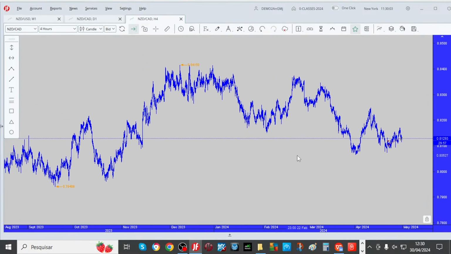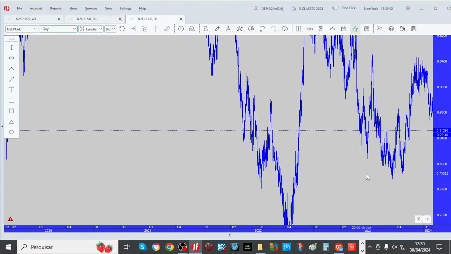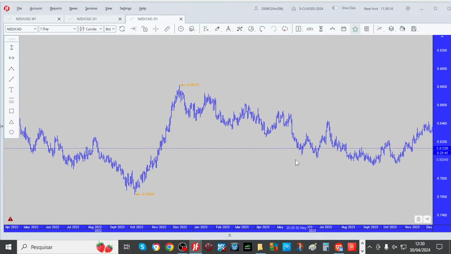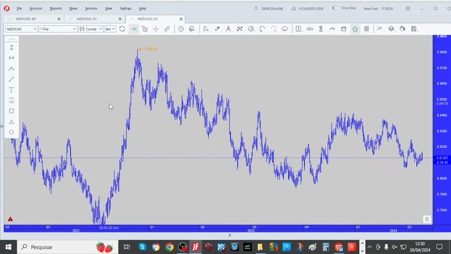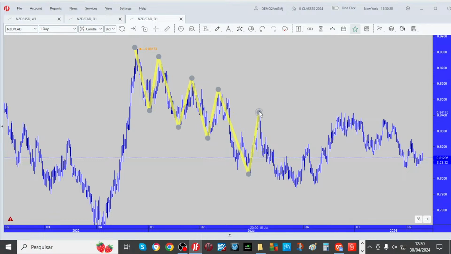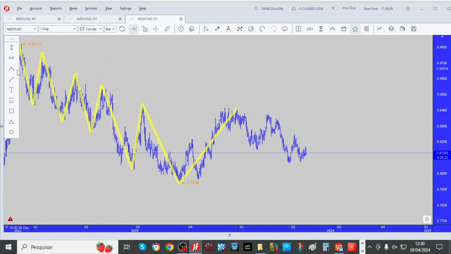All right, so this is the 4-hour chart. And I need to go on the daily just to spot the market wave. Extension, retracement, extension, retracement, extension, retracement, extension, retracement, extension, retracement. And then from here, extension, retracement, extension.